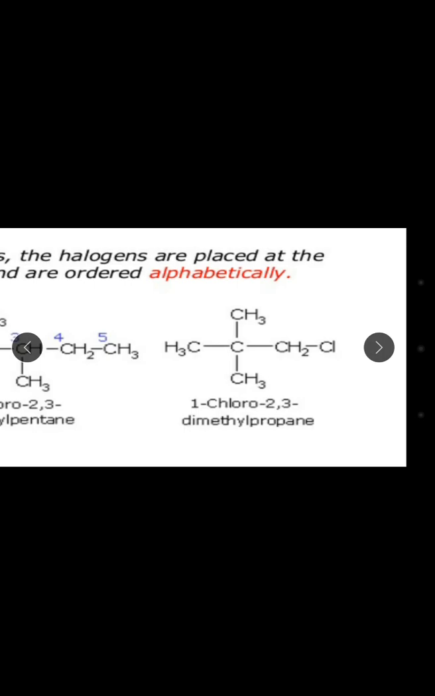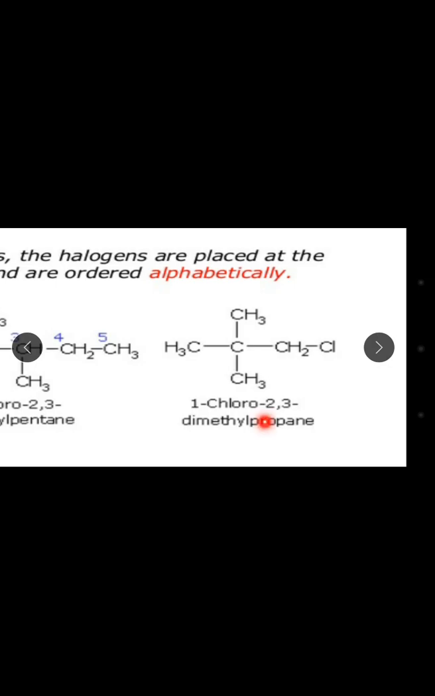So if the numbering is 1, 2, 3, it means our chlorine is on carbon 1 and our methyl is on carbon 2. Okay. The numbering is this: 1, 2, 3. The numbering is 1, 2, 3.